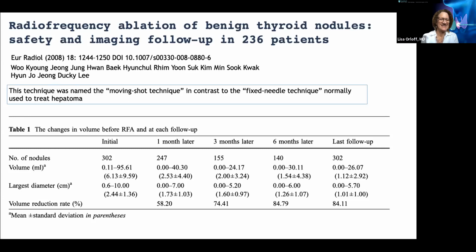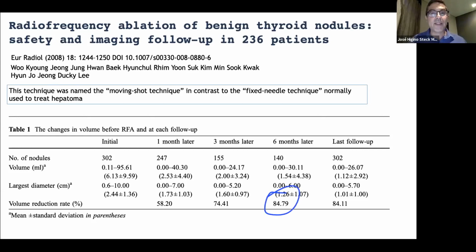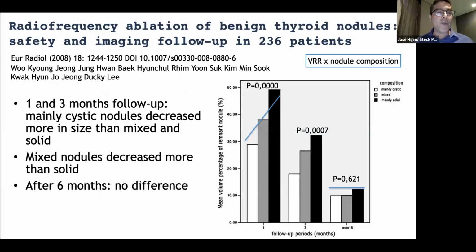So I'm going to talk about the mixed nodules. One of the first papers about the subject of RFA is from Korea. They showed that the volume reduction was about 85% in 6 months. This paper showed that at 1 and 3 months, the mainly cystic nodules decreased more in size than the mixed and the solid nodules. And the mixed nodules decreased more than the solid nodules. But after 6 months, the amount of volume decrease was the same.